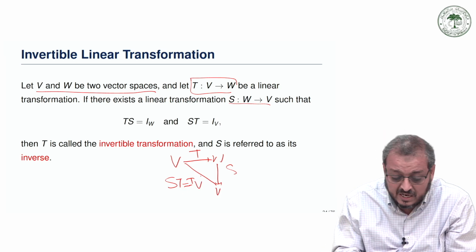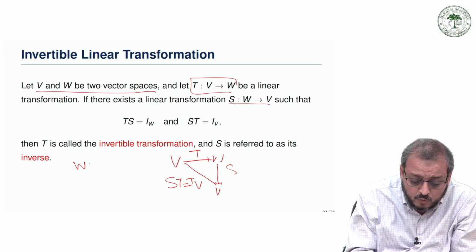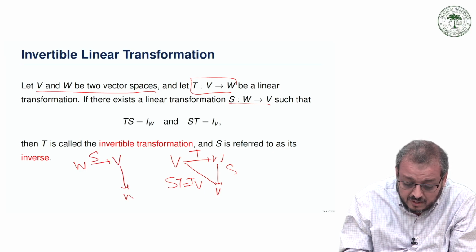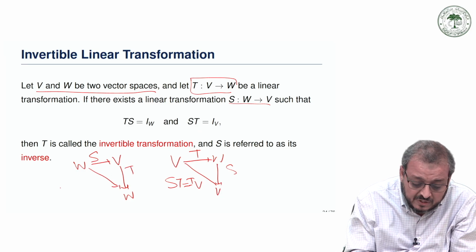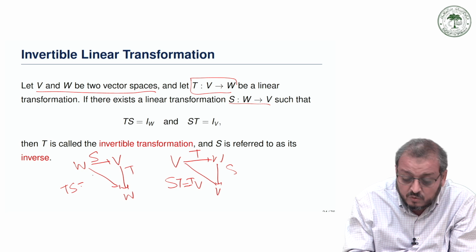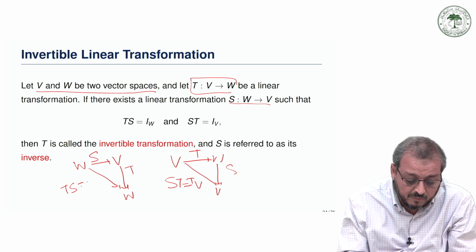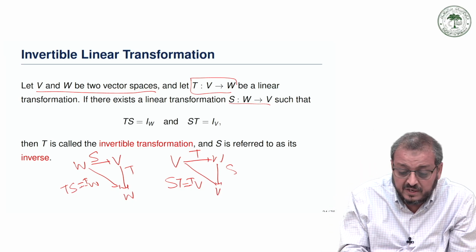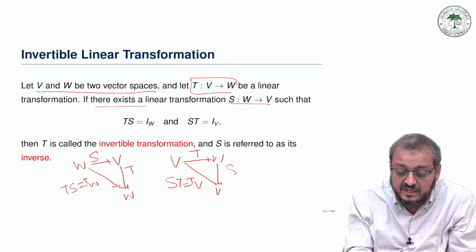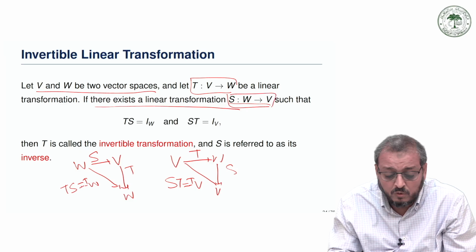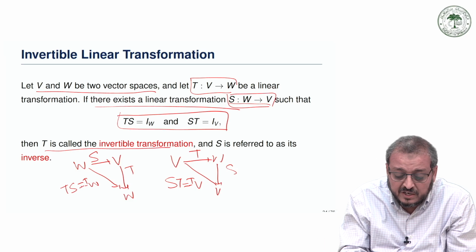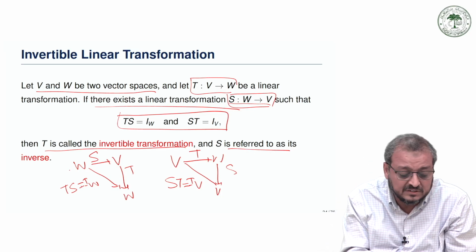Similarly, from W to V we have the linear transformation S, and from V to W we have the transformation T. Then TS goes from W to W, and this is equal to the identity of W. So clearly, if there exists a linear transformation S from W to V such that this condition is satisfied, then T is called an invertible transformation, and S is referred to as its inverse.